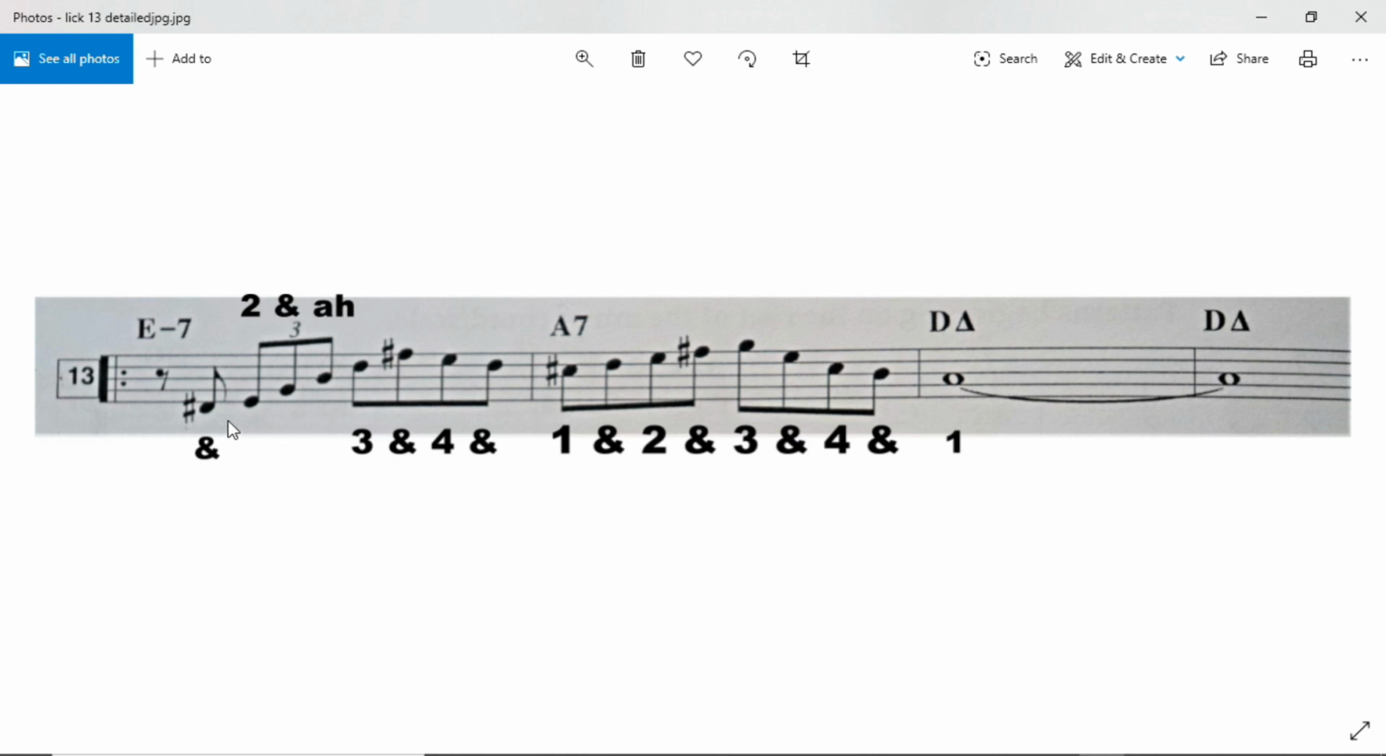I'll start this lick, if we remember, starts on an E minor arpeggio with a chromatic going into it. So an E flat chromatic going into the E arpeggio. That's where this ba da da da da da da da. That's where that 2 and a, 3 and 4 and comes in.